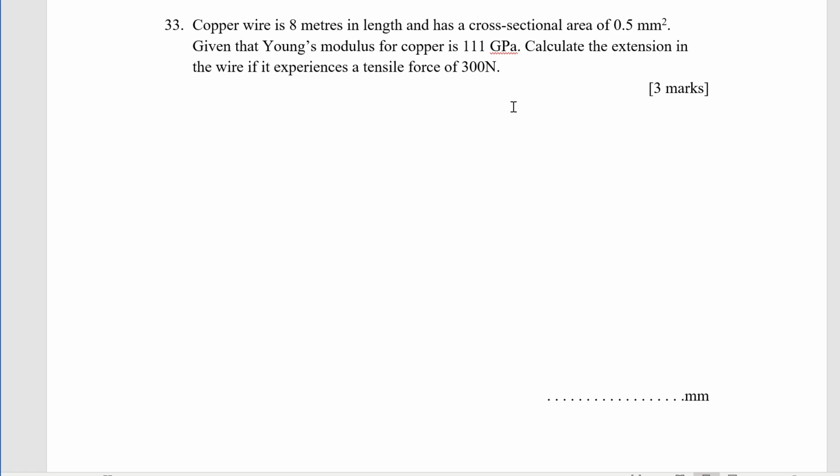Okay, so we're going to type in 300 times 8,000 divided by brackets. Our E is 111 times 10 to the 3, or 3 zeros. The reason for that is gigapascals is 1,000 megapascals, and we go together like megapascals and millimeters squared, multiplied by 0.5, close brackets, gives me an answer of 4.32 millimeters.